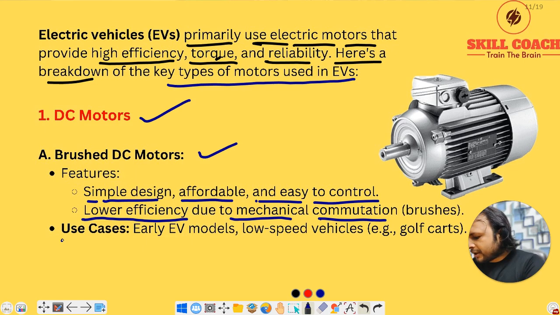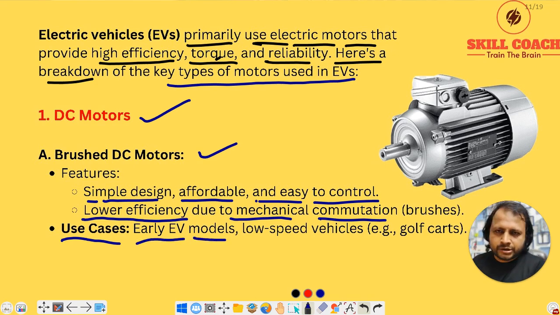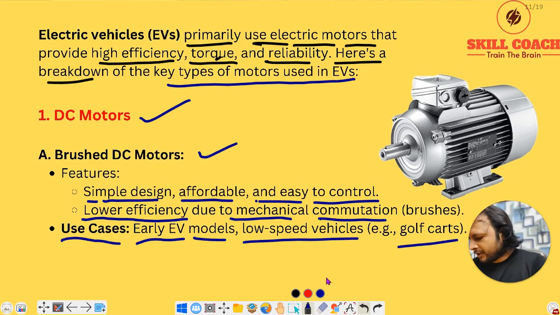And the second one is what? Use cases. What are the use cases? Means what are the vehicles and subsystems that are using this particular DC motor. So early EV models, when electric vehicles started, because it was simple and available to us, we started using the DC motor. And low speed vehicles, some golf carts are still using this. Okay, but now I will say it is old fashion.